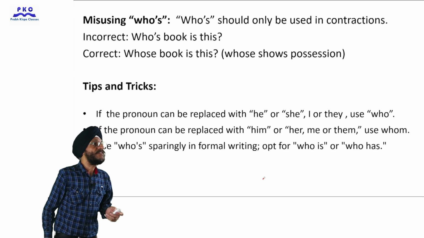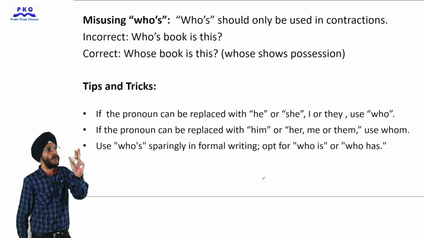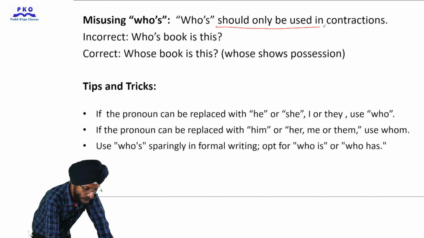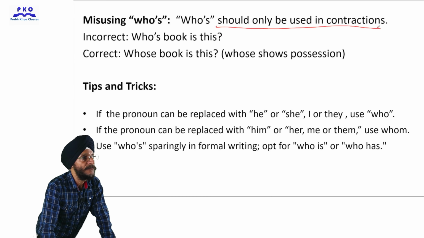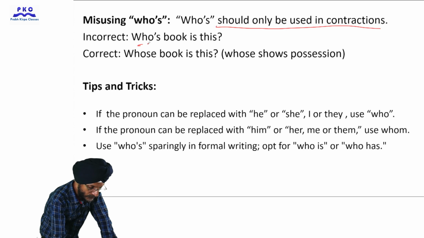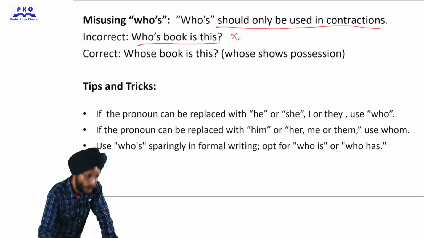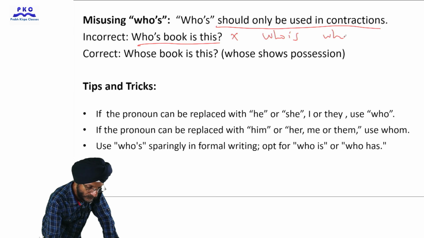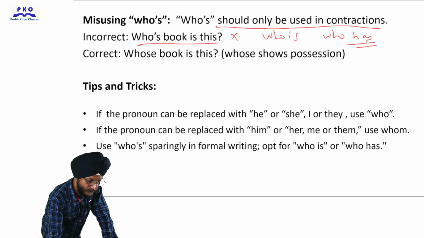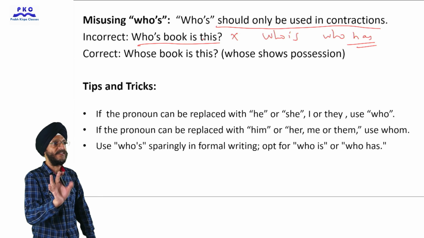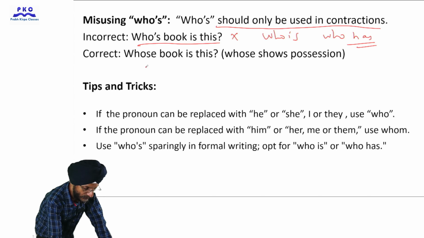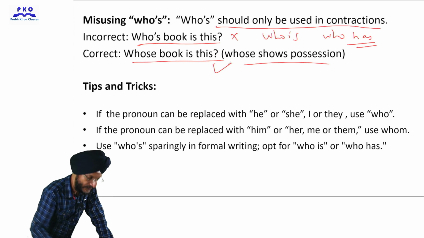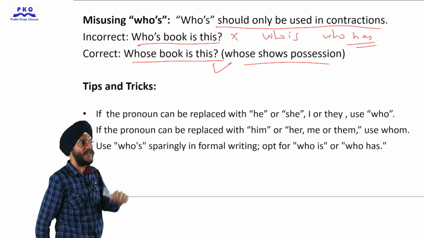Next, misusing the contraction who's. Who's should only be used in contractions. "Who's book is this?" is wrong, because it will mean who is book is this, or who has book is this. It does not make any sense. So whose book is this? Whose shows possession. So this is the correct sentence. Whose book is this?